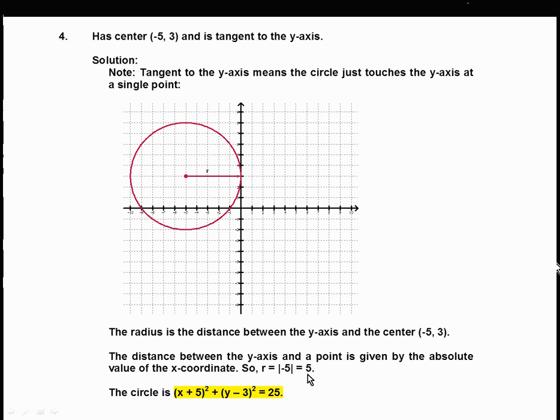Again, please don't forget to square the 5. Don't write 5 squared. Do the math. And again, don't square that out. You're looking for standard form. Standard form is x minus h squared plus y minus k squared equals R squared. And of course, you will simplify it. No minus minus. Remember, minus minus is plus. That is the end of section 1.1.